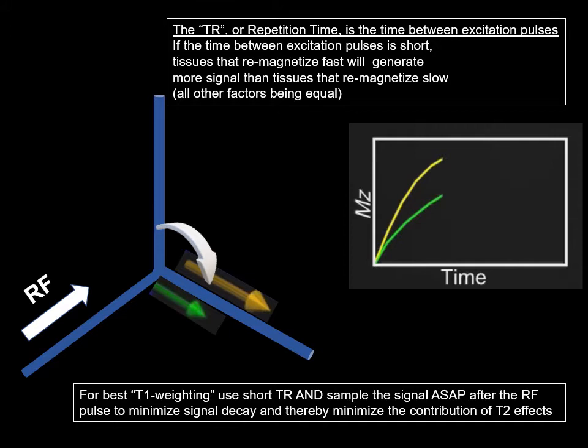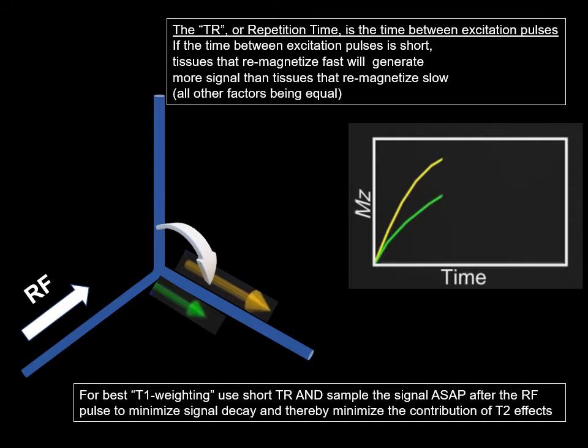And what this will create is what we call a T1 weighted image, because it discriminates between magnetizations that have different T1s. The magnetizations with faster T1s will show up as brighter compared to the magnetizations with longer T1s.